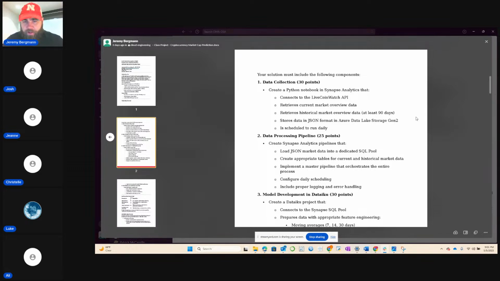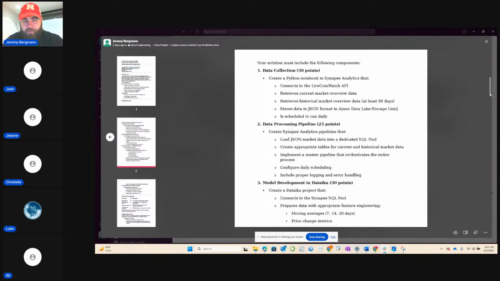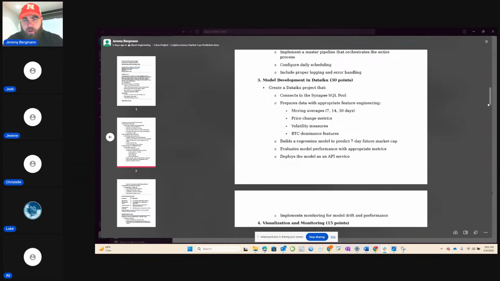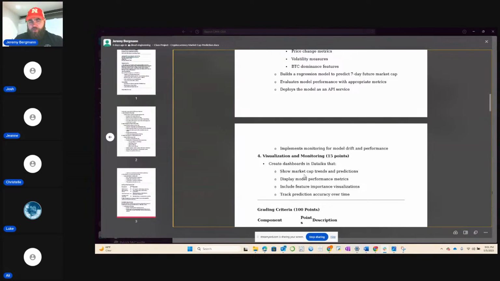So once you have that database table, then you can create that model in Dataiku that connects to the Synapse SQL pool. That's where the guided exercises can help too. You can see the guided exercises will lead you up to this point. And then you can connect to that table, do some feature engineering, build your model to predict the 7-day future market cap, deploy it as a service, and then visualize and monitor it.